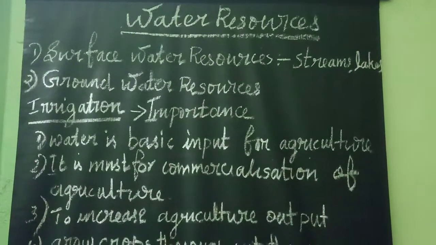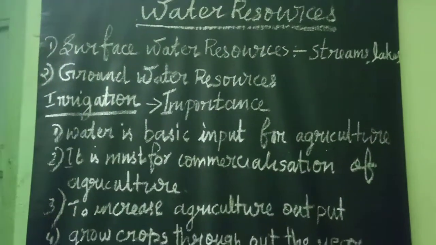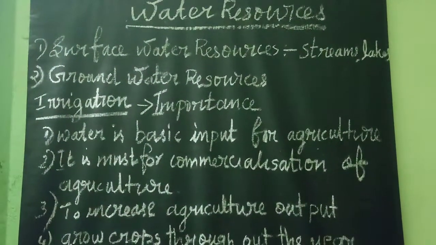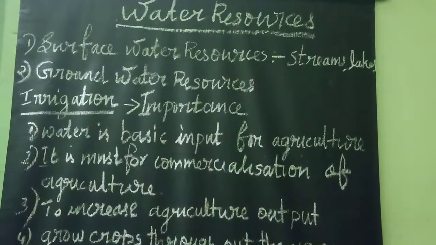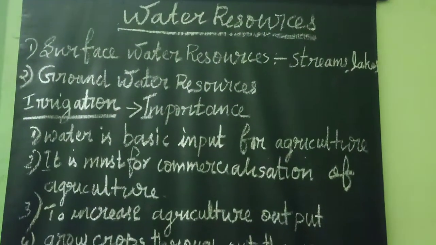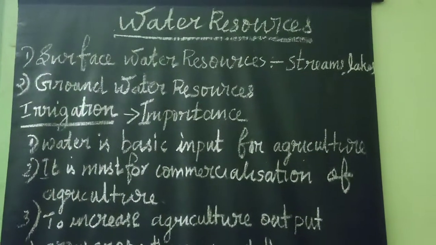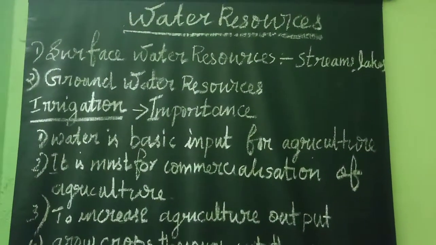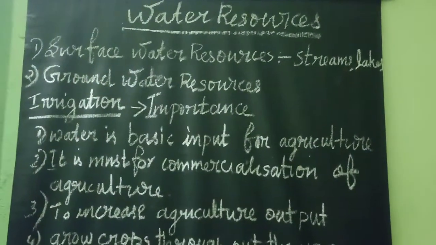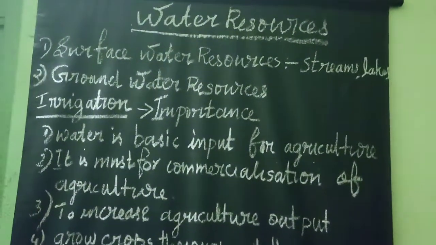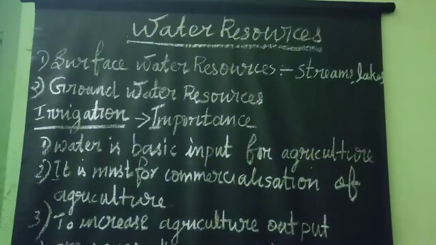Okay, now water resources of India. We know already India has 2.45% of the world's surface area, 4% of the world's water resources, and about 16% of the world's population. The total water available from precipitation in the country in a year is about 4,000 cubic kilometers.